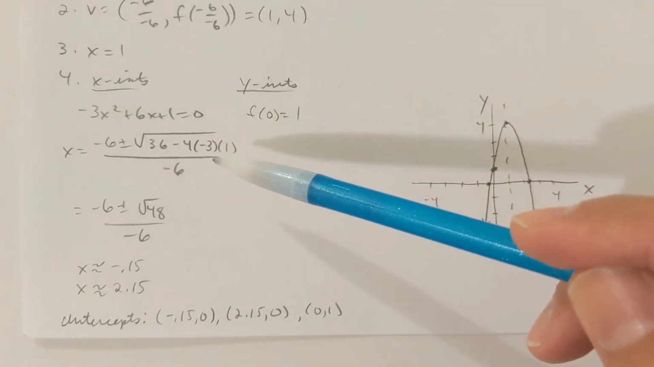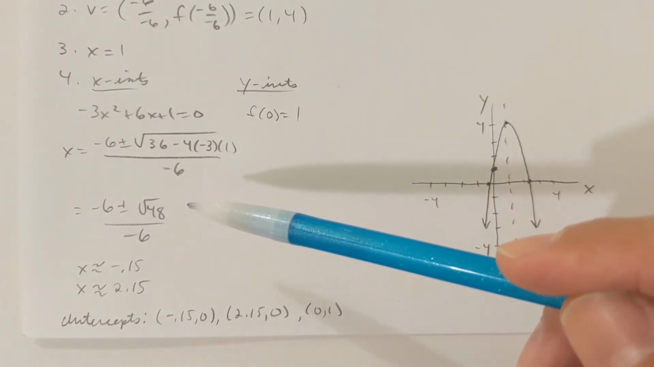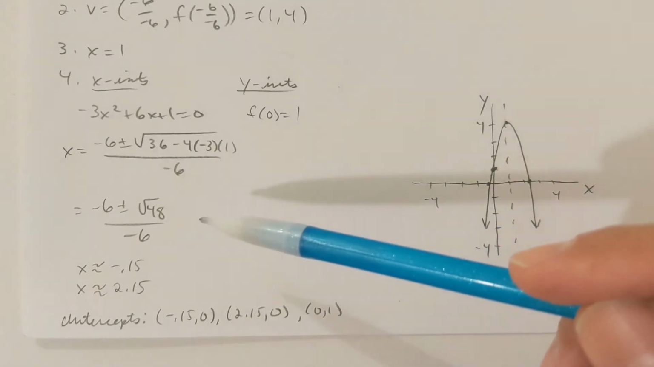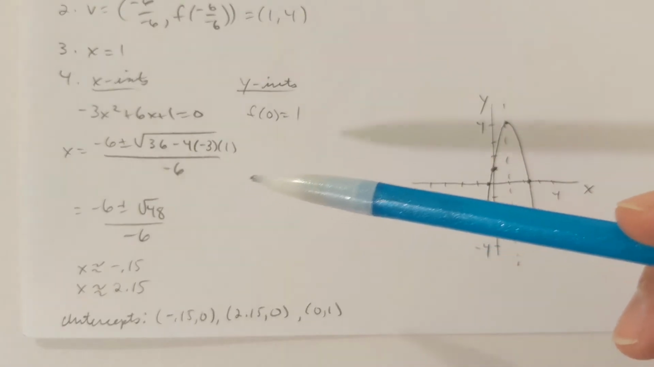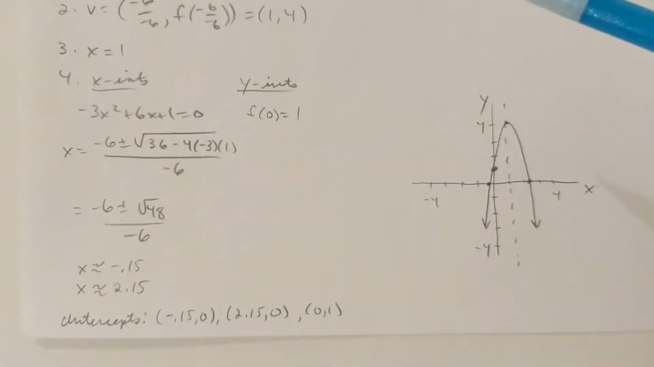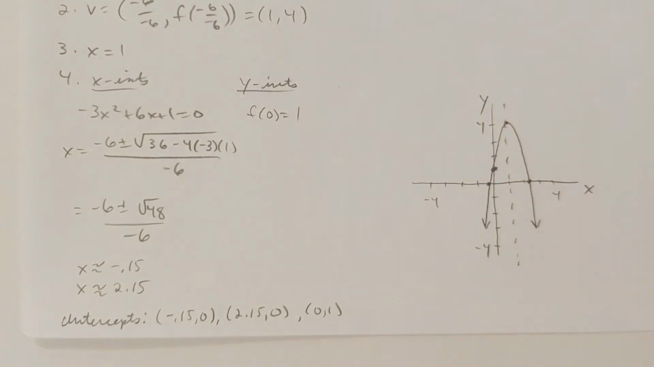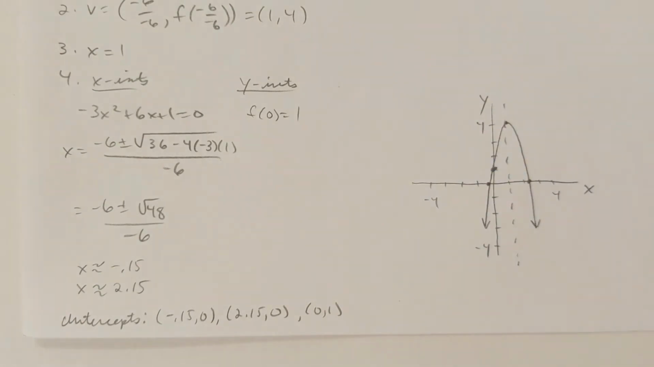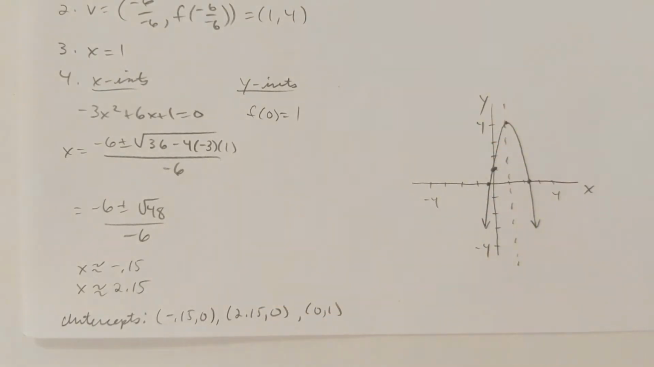36 plus 48, plus 12 is 48. And root 48 breaks down nicely as 4 root 3. But I don't think that much matters, though, since I would go to the calculator and type in the numbers there. So negative 6 plus the square root of 48 over negative 6 is negative 0.15. Negative 6 minus the square root of 48 over negative 6 is 2.15. And those are approximate numbers there, so be sure that you get the approximation sign.